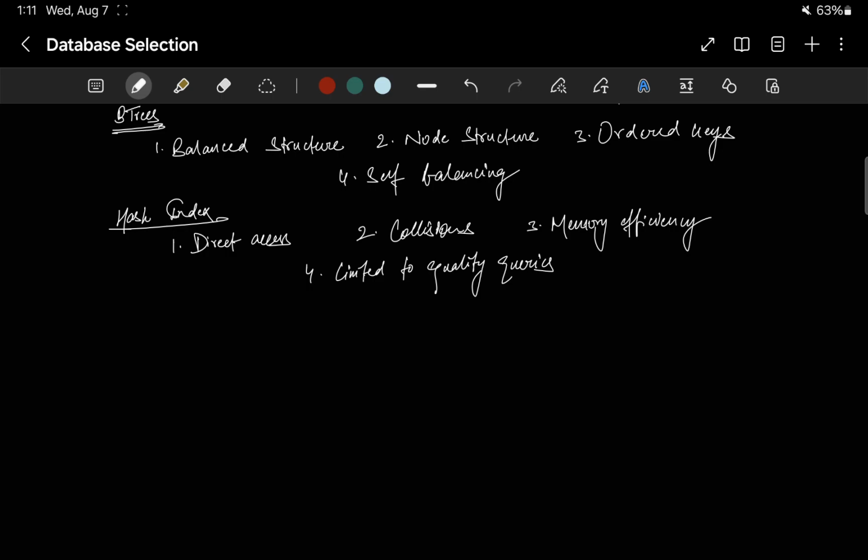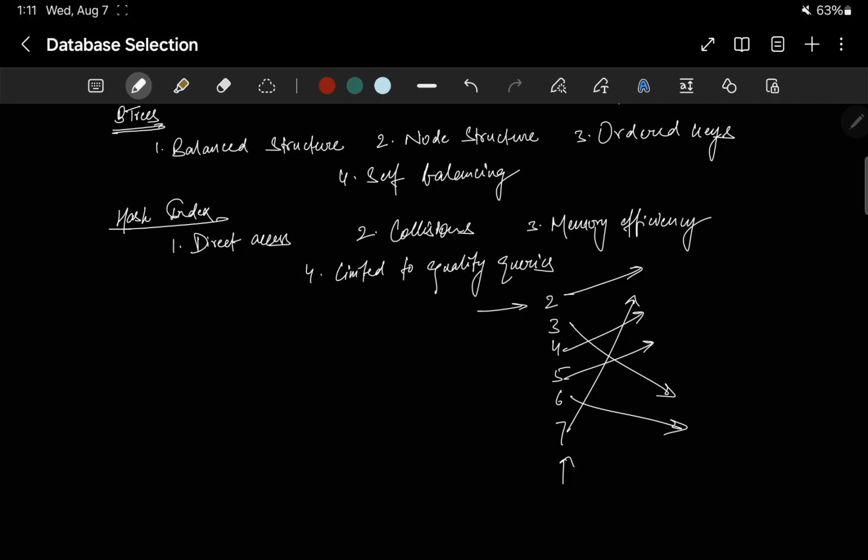Okay, why? Because when we hash something, let's say we have different data, 2, 3, 4, 5, 6, 7. These are the keys which we need to hash. 2 maps to a memory location here, 3 maps to a memory location here, 4 here, 5 here, 7 here, and 6, let's say, here. Now if you just want to see what is the value of the key 5, it will be hashed and the value in that particular memory location given by the hash will be returned to you.